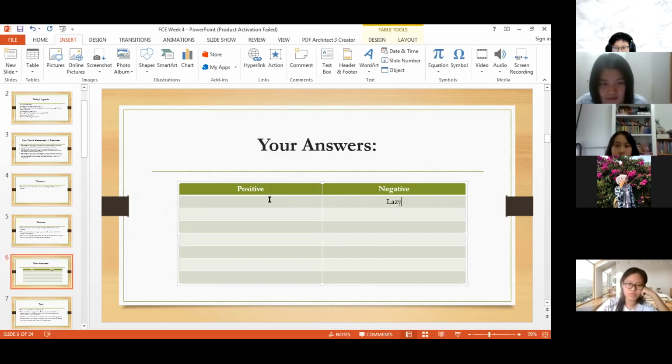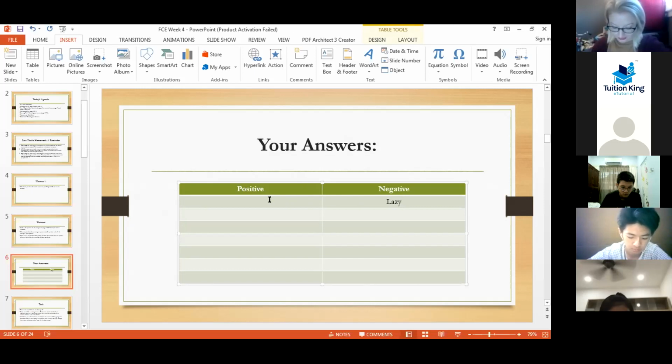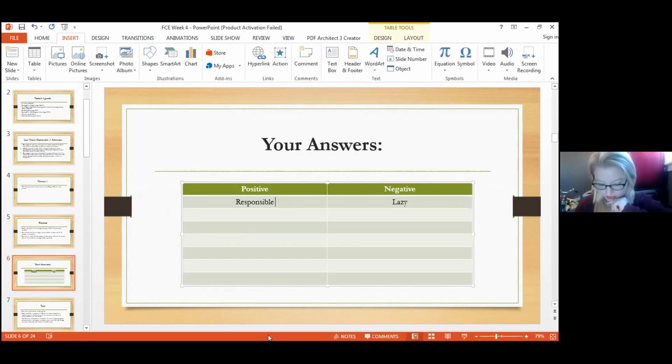Do you have any other adjectives for describing teenagers? Responsible. And do you think that is positive or negative? Positive. Good. Okay, any others? I can see more in chat. Independent. Good. And do you think that's negative or positive? Positive. Yeah, I would agree with this.